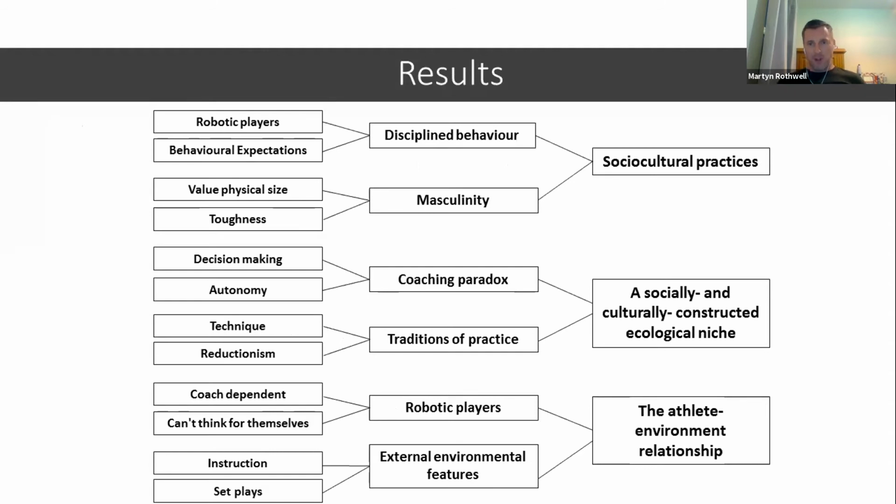So what did we find? Well, what we've got here is a thematic map. So on the right-hand side, we've got the higher dimensions, higher order themes, and then lower order themes. So in regards to the dimensions down the right-hand side, starting with sociocultural practices, it was pretty evident very early on that disciplined behaviour and masculinity were the dominant sociocultural practices.